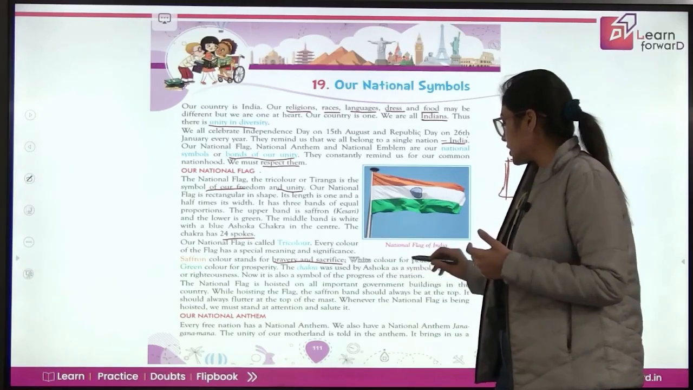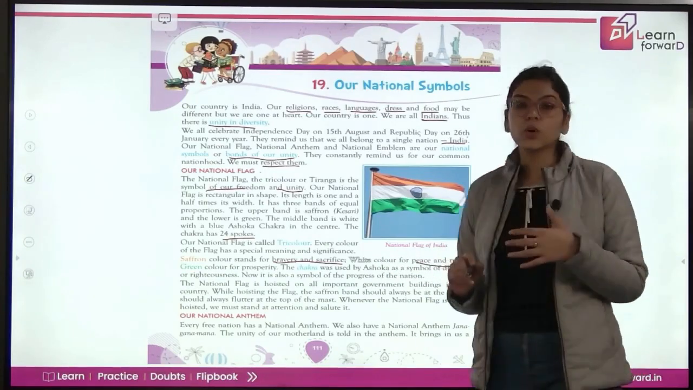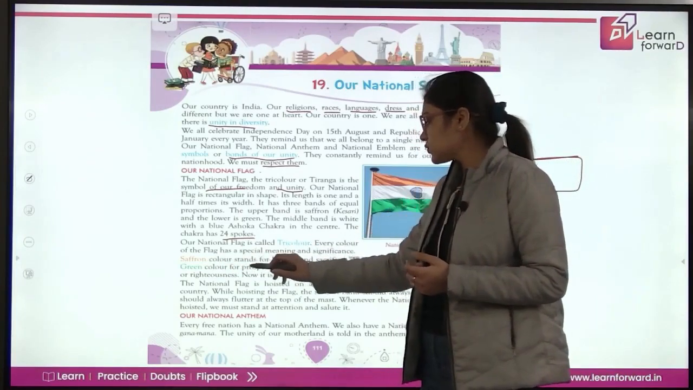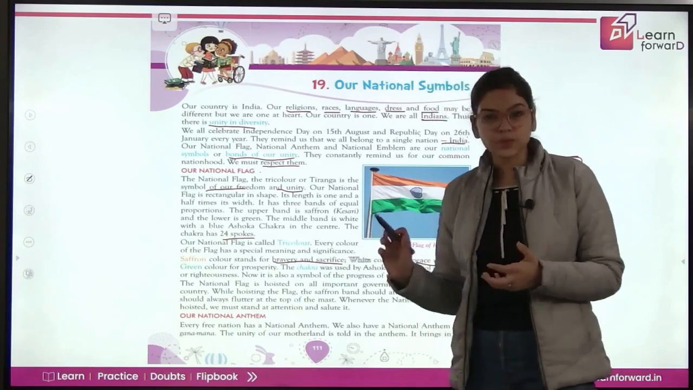Now white color, it is for peace and truth. So what does white color stand for? It stands for peace and truth. Green color is for prosperity, and green color shows prosperity.